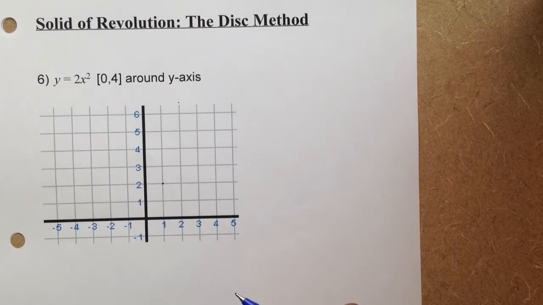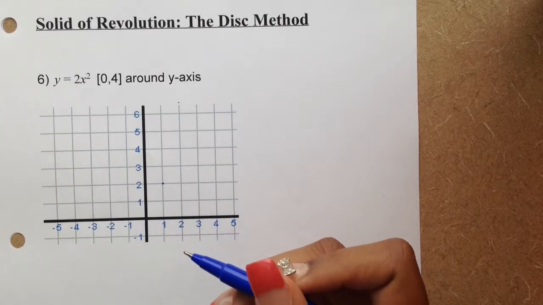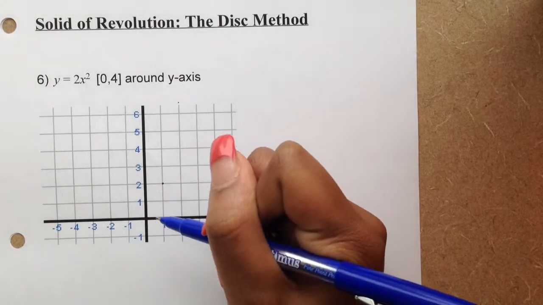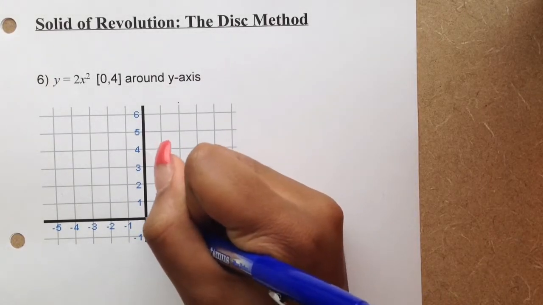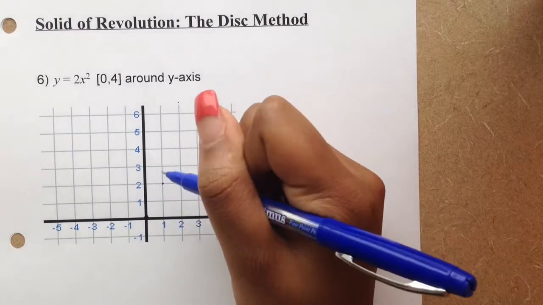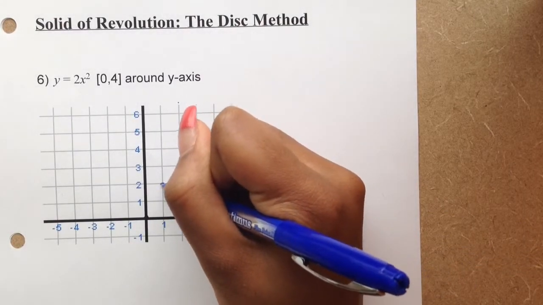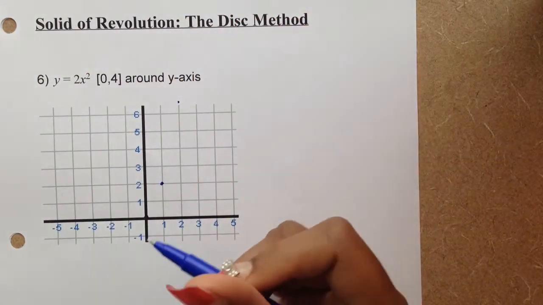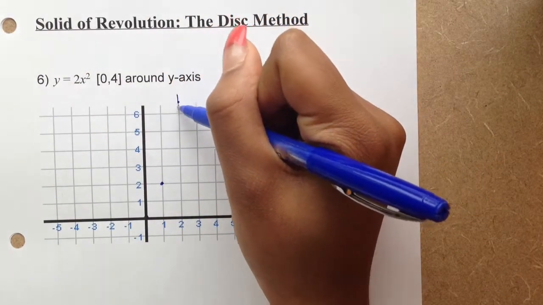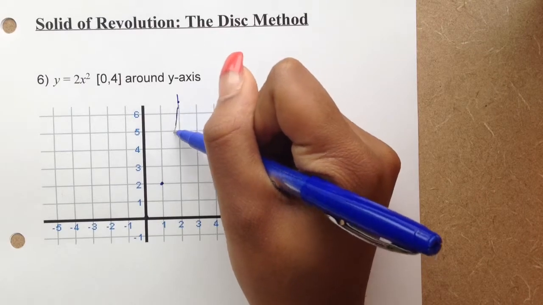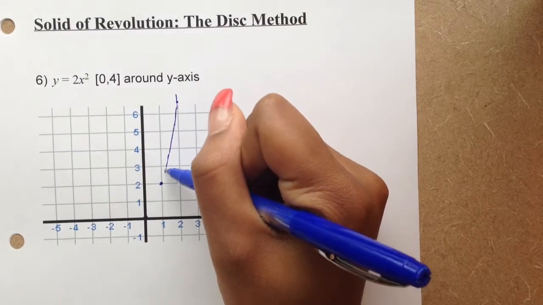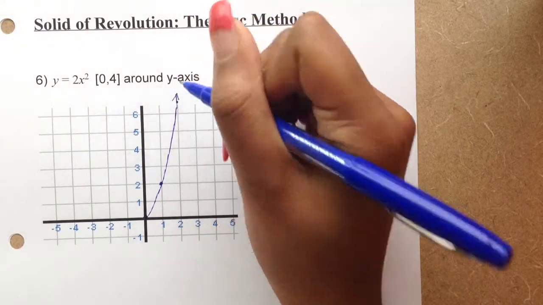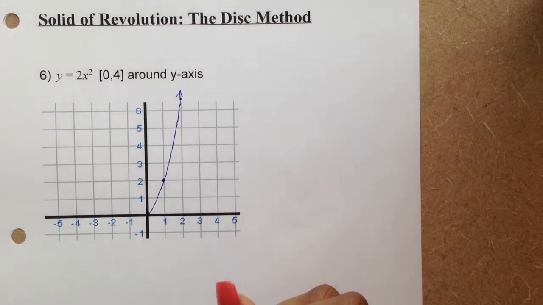So to start out, I generally just graph the function first. So that's what I'm going to do. I'm just going to plot points to do that. So 0 will be 0, 1 would be 2, and 2 would be 8, which is off the graph. So let's just do a mini sketch of this. And we're just going to do half of the parabola. And that's pretty much it.